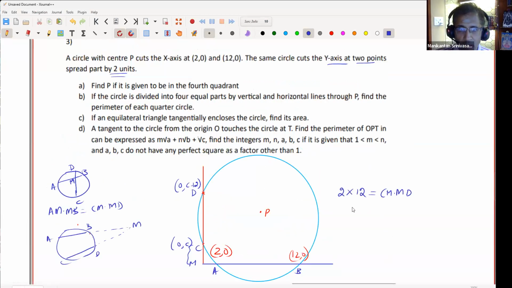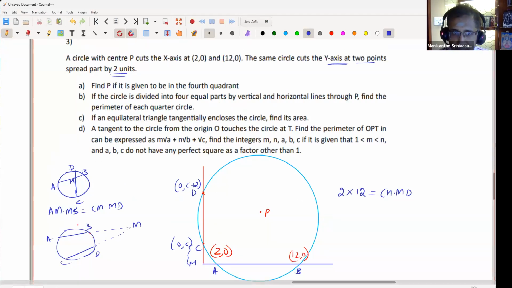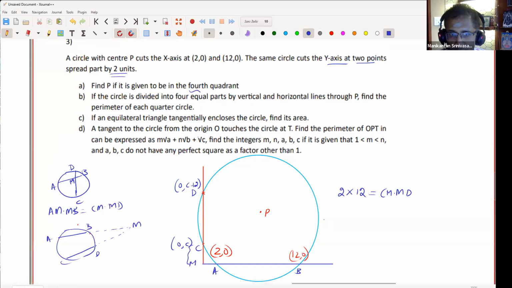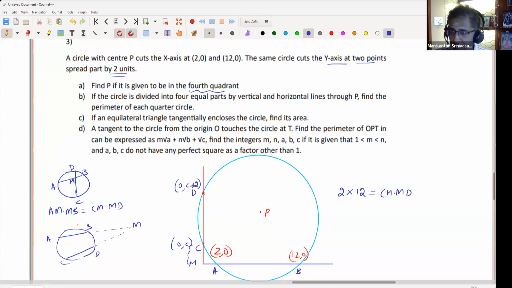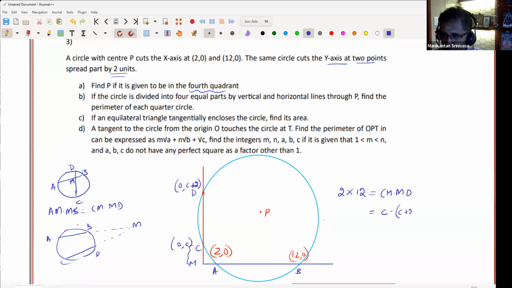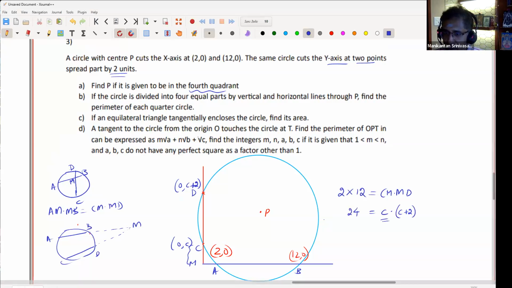Okay. Now, I'm assuming this to be in the first quadrant. First, let's do it with this, and then we'll do how to do it if it's the fourth quadrant. So for now, the picture is clear, right? Assuming it's in the first quadrant. So now, what is CM? CM is small c, and what is MD, which is c plus 2. So we have 24 equal to c into c plus 2.